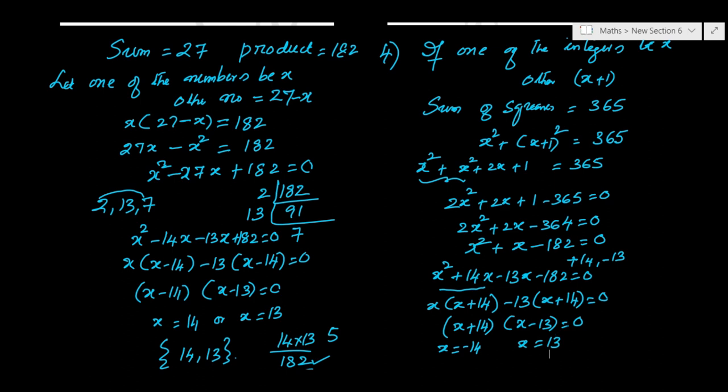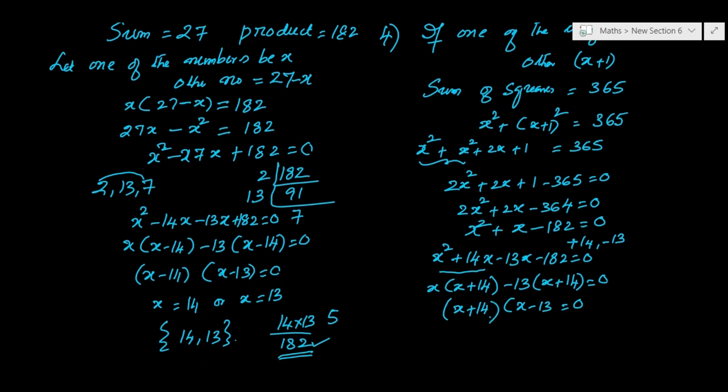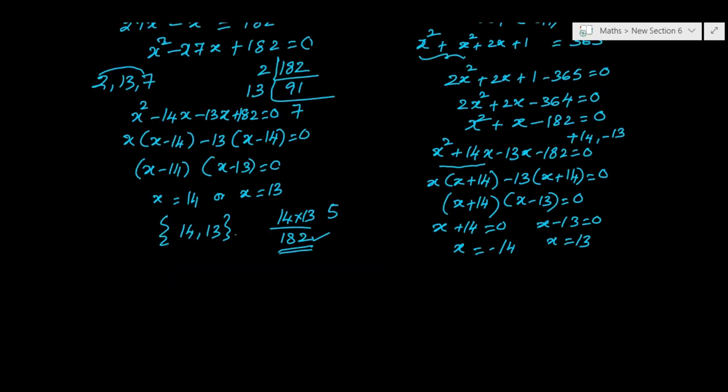So if we solve this one, x plus 14 is equal to 0 and x minus 13 is equal to 0. So x is equal to minus 14 or x is equal to 13. So here positive integers are required. Therefore, we take only 13 as the solution.